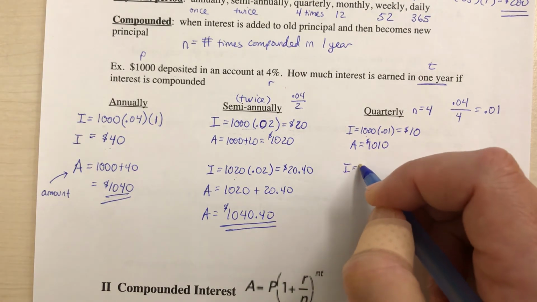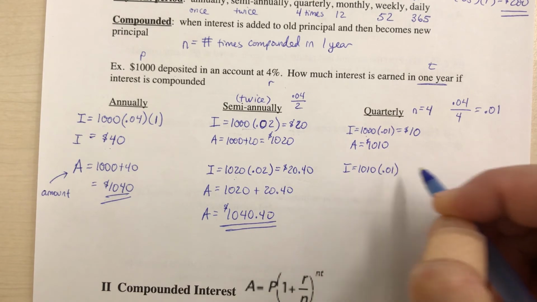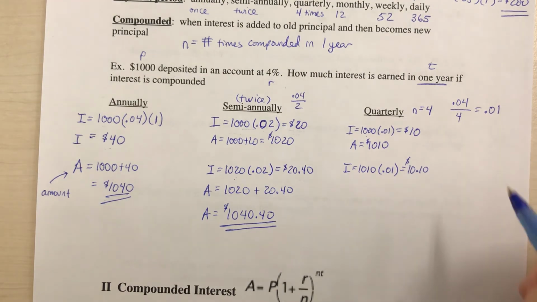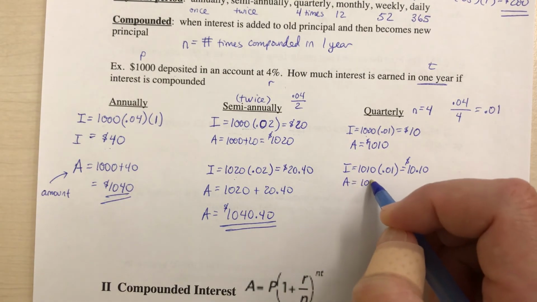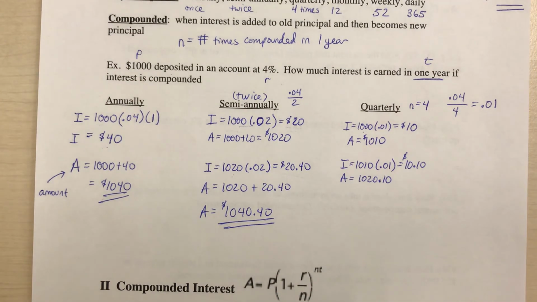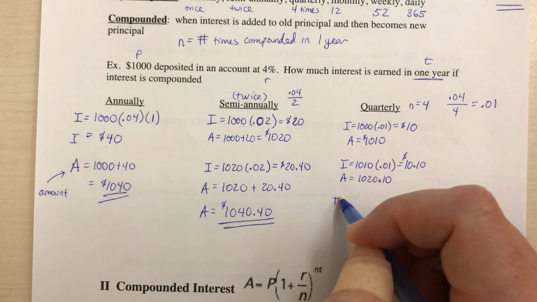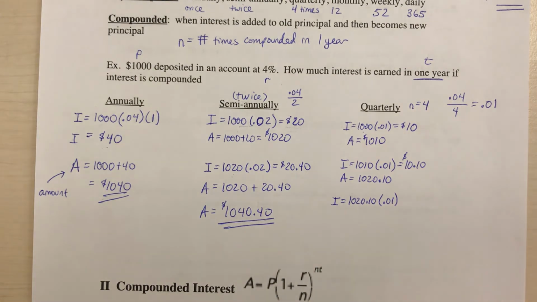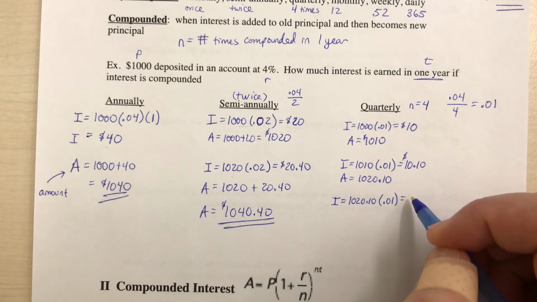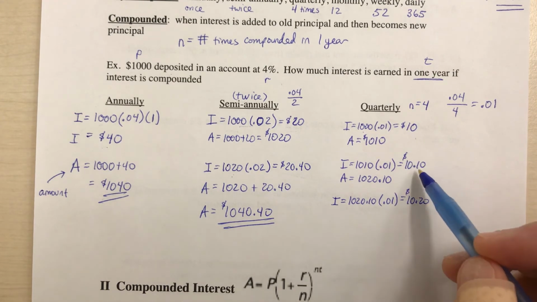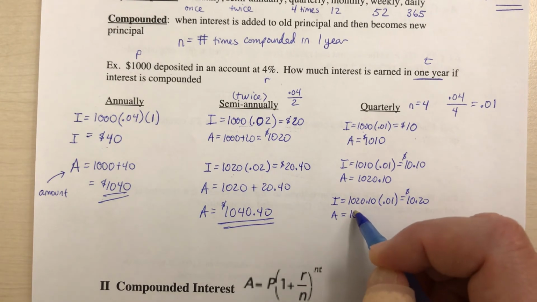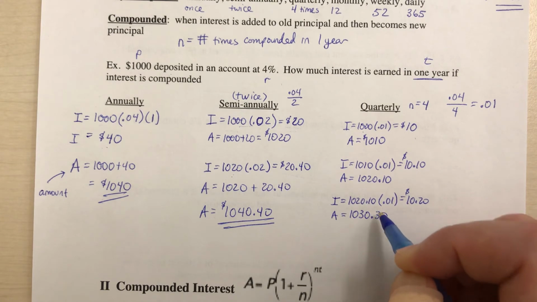Second pay period, we're going to take 1,010, multiply by 0.01. Now we're going to get a little extra interest here. We're going to get $10.10, so the new amount is 1,020.10. We're going to do it again, third pay period. We take 1,020.10, multiply that by 1%. What we get is $10.20. So you see there's a little bit of a pattern in the increase here. The new amount, we add that to the 1,020.10 and we get 1,030.30.